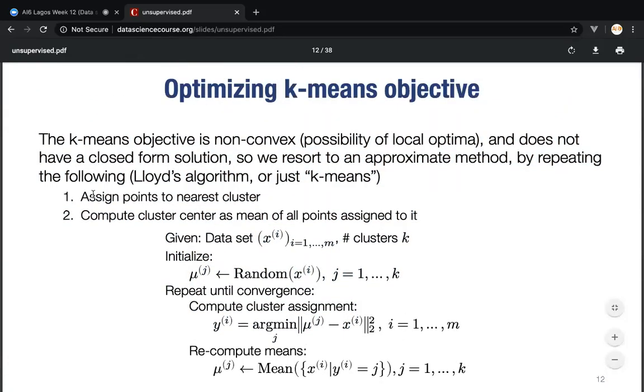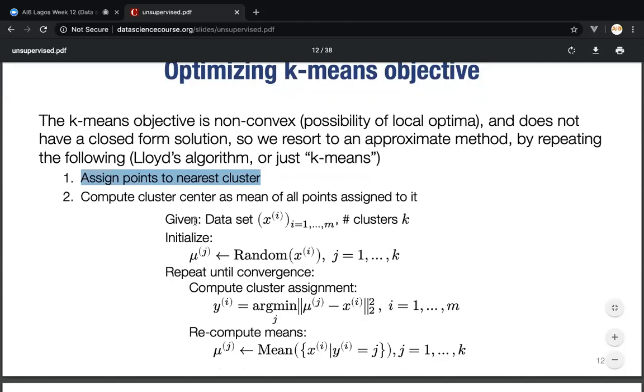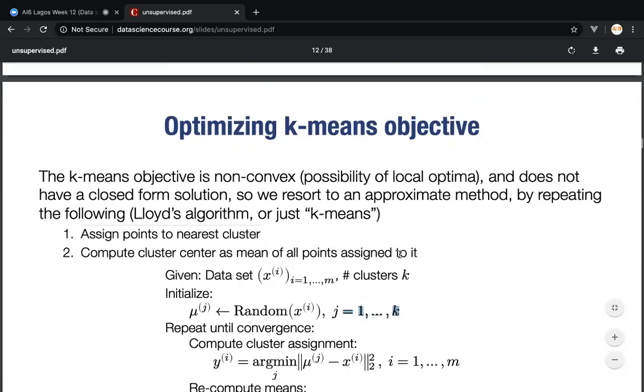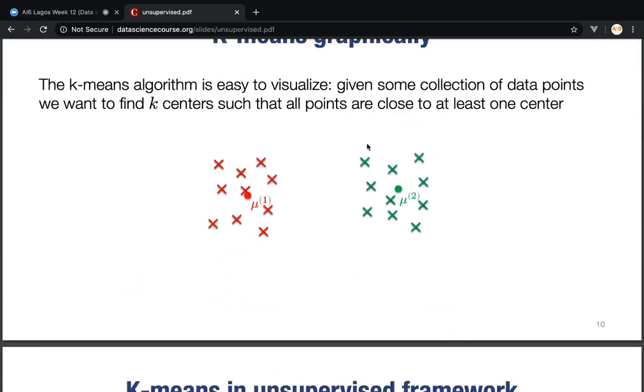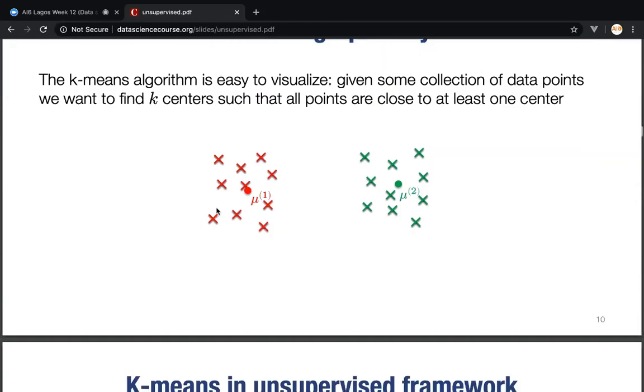The first thing you do in the k-means algorithm is to assign points to their nearest clusters, right? Then you compute the cluster centers as the mean of all points assigned to them. So you have a data set, and you initialize random values of your centers, mu, for the number of clusters that you have defined. Here we said we want 2 clusters, so we defined mu1 and mu2. They are the 2 centers because we have 2 clusters, right?